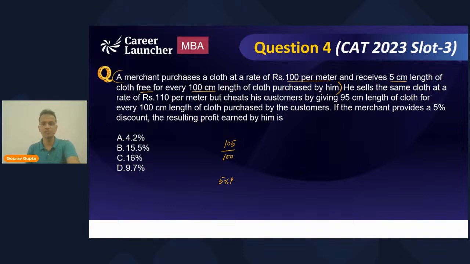Are you clear with this first factor? He went on to purchase 100 centimeter, but he's getting 105 centimeters, 5 centimeters free. So he'll get a profit of 5%. Right? Okay. Now let's look at the next factor.